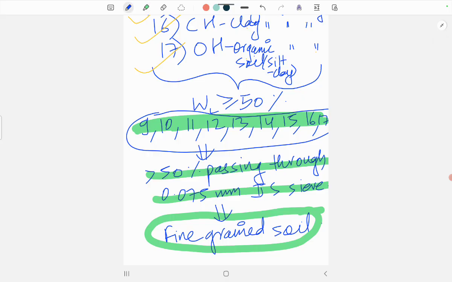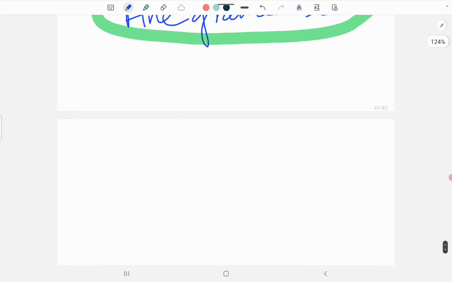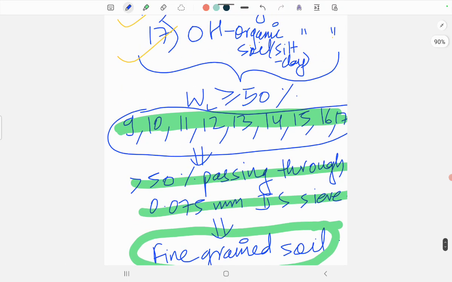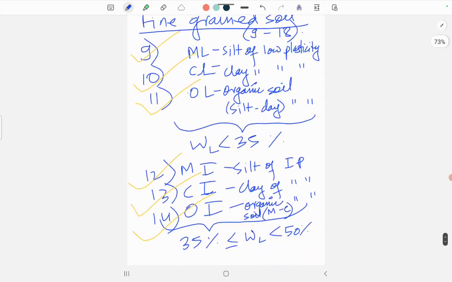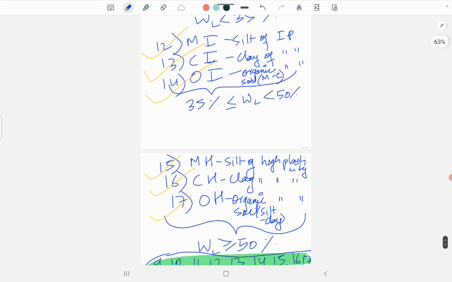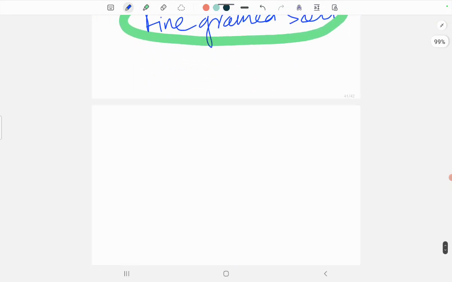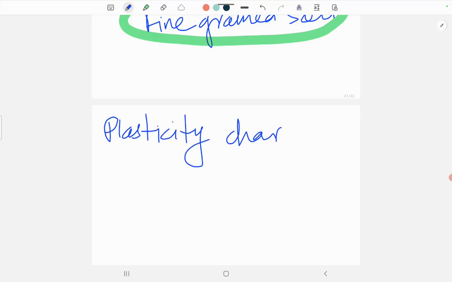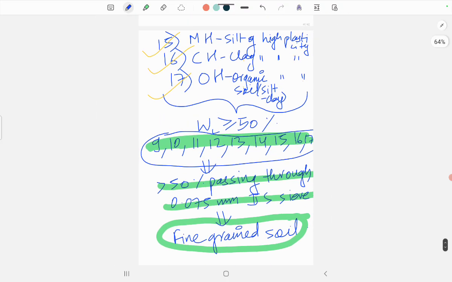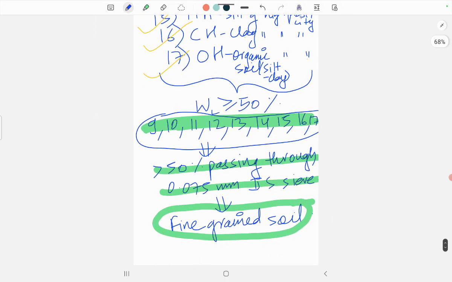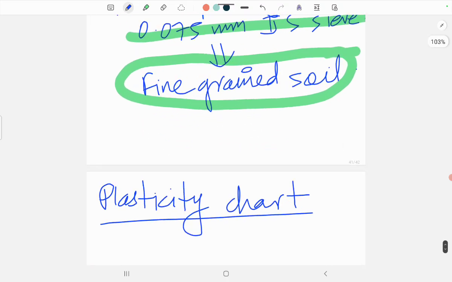Now we have a plasticity chart. Whatever we did from 9 to 17, that is classification of fine grain soil, can be shown from the plasticity chart. So we should understand this as well, the plasticity chart. How these 9 to 17 we classified came from the plasticity chart.